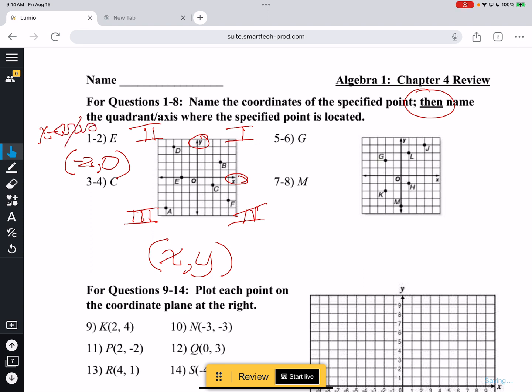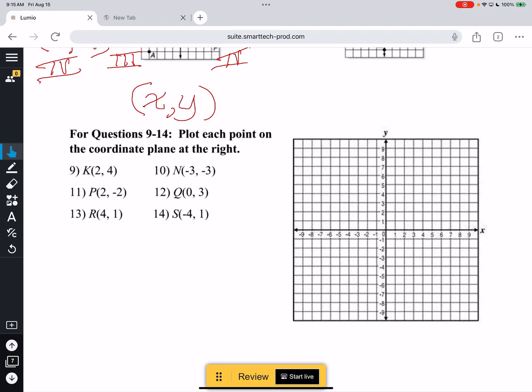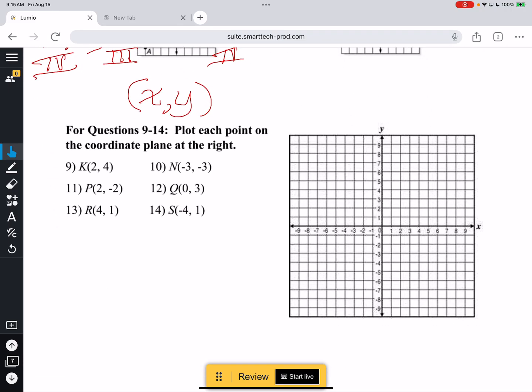What about C? What would be the ordered pair for C? 2, -1. And what quadrant? IV. It's in quadrant 4. All right. Then the next part, plot each point on the coordinate plane. Where would we place K? 2, 4. So I go to 2 on the x-axis and then up to 4. Put a dot and then please write the letter K there.